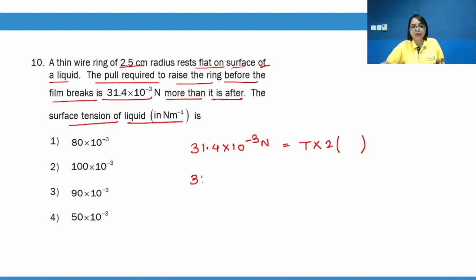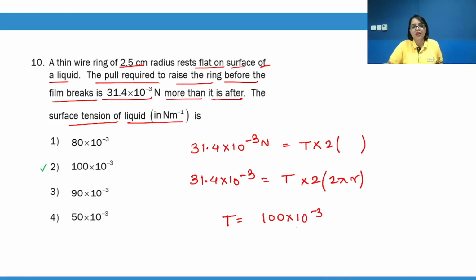So basically this will be 31.4 into 10 power minus 3 is equal to surface tension, which is not known, into 2 times 2 pi r. Why? Because it will have two surfaces. So r is given as 2.5 centimeter. If you put the value of r as 2.5 divided by 100, you'll get your surface tension as approximately 100 into 10 power minus 3 Newton per meter. I hope this is clear. So correct answer is option 2.